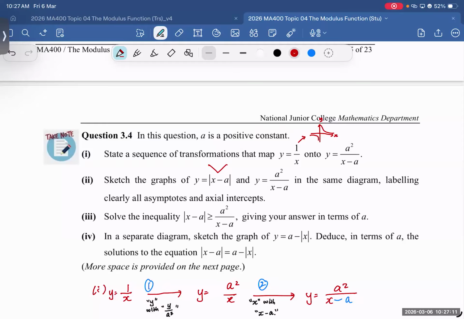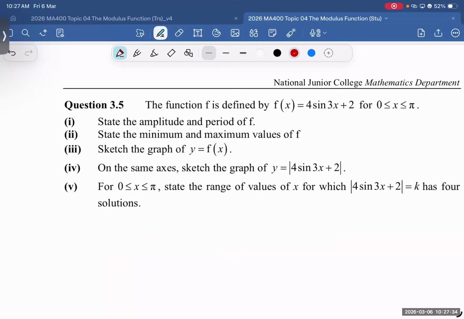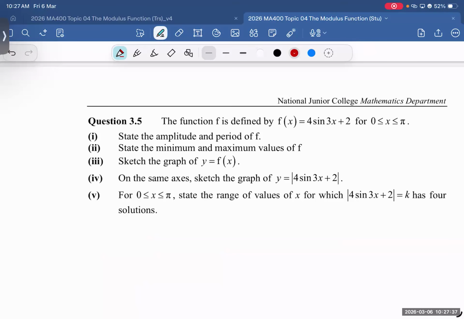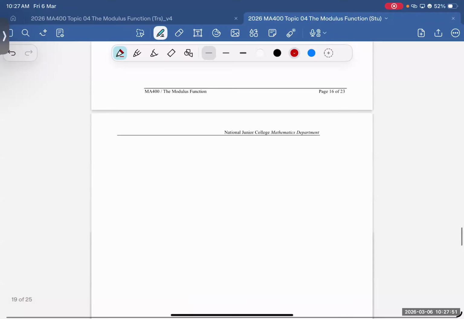Answer for 4 is a range, meaning x is between a and negative a. 3.4 is very, very hard. If you cannot do 3.4, you can do 3.5, 3.6 first. You can come to 3.4 last. 3.5 should be easy. 3.6 should be easier. I can ask you all to try challenging questions, and 3.4 can be last if you all don't mind me saying.